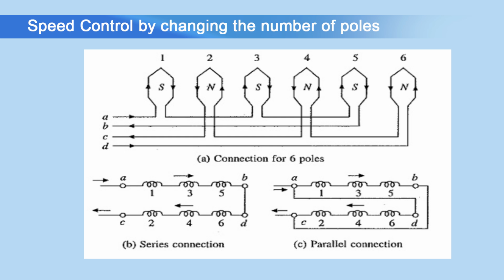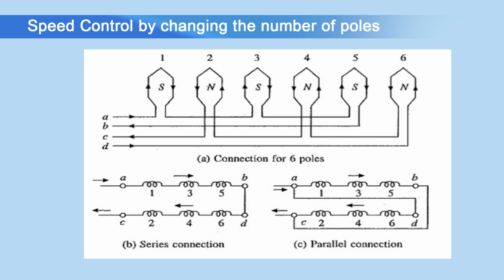Now these 3 sets can be connected in parallel also. In this case, one is connected to D. Now we are having 2 parallel paths. So 2 schematic diagrams are shown for series connection and parallel connection.